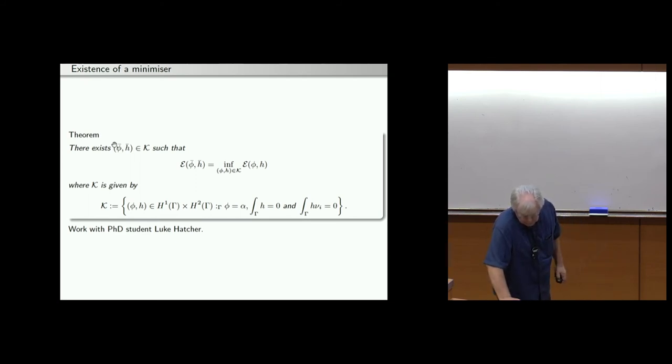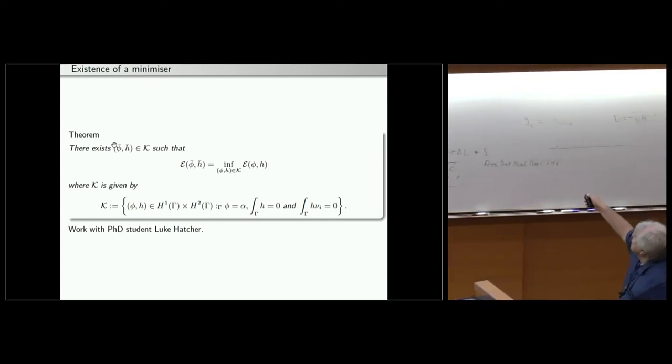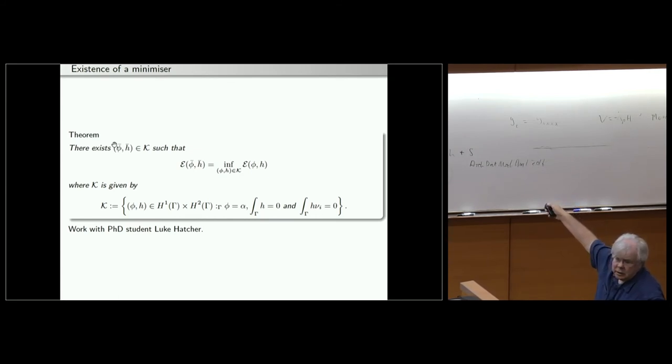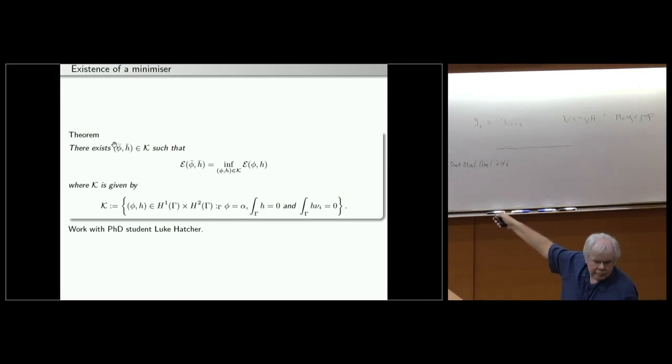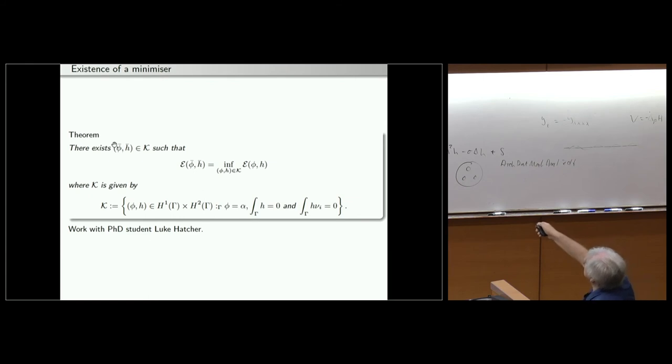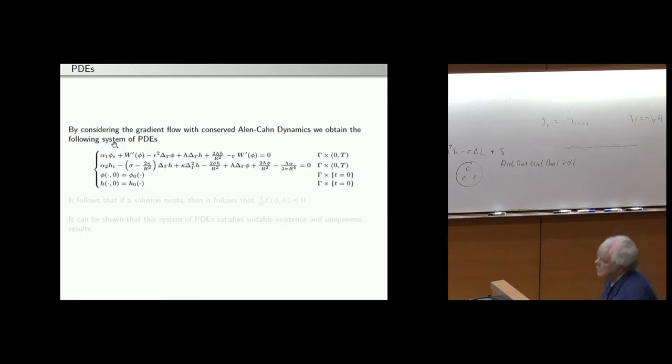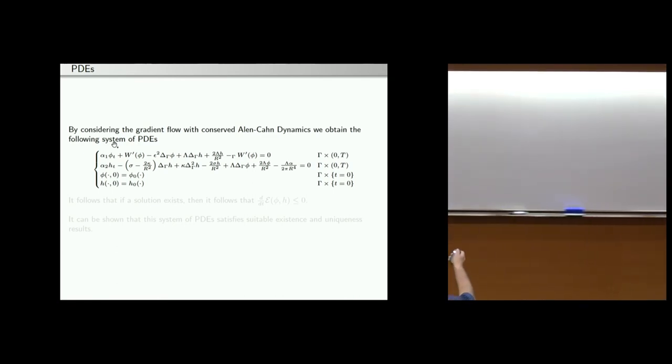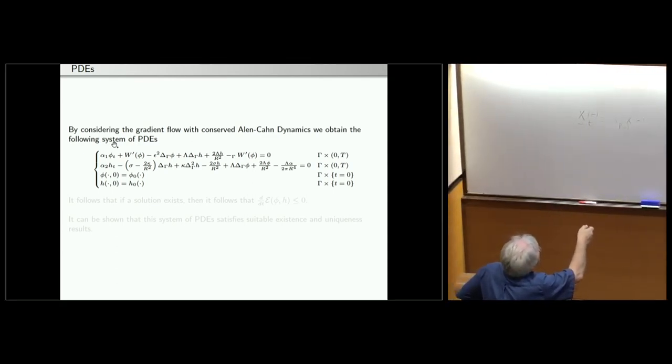So in this context, this is joint work with a PhD student, Luke Hatcher, and it's kind of clear that there's going to be a minimizer over this set here. So nu i is the normal to the sphere, the three components of the normal. So we need these constraints. This is basically saying that the volume is given. We don't change the volume of the sphere. And under these conditions, the mean value of phi is given. Under these conditions, there is a minimizer. We can calculate the gradient flow, and the gradient flow gives rise to this Allen-Cahn equation, though we've also looked at the Cahn-Hilliard equation as well.